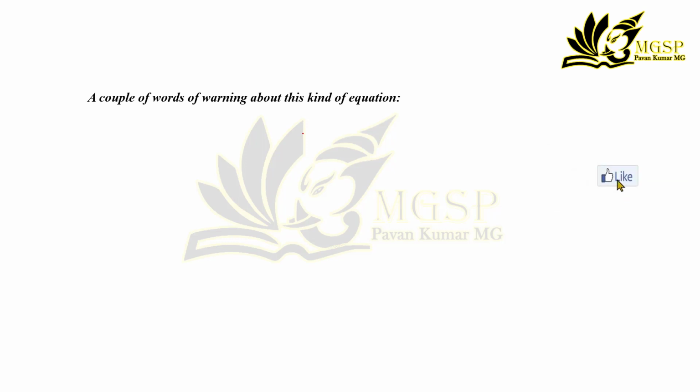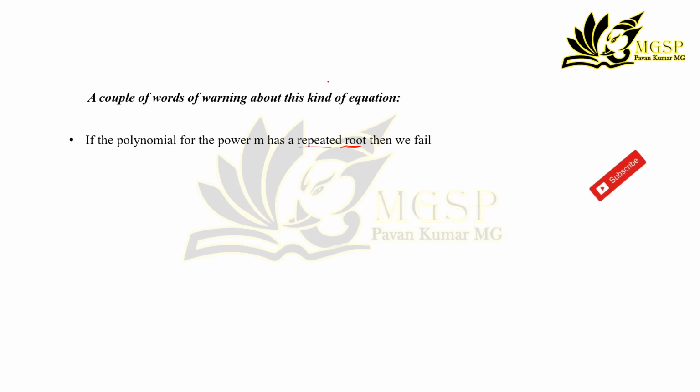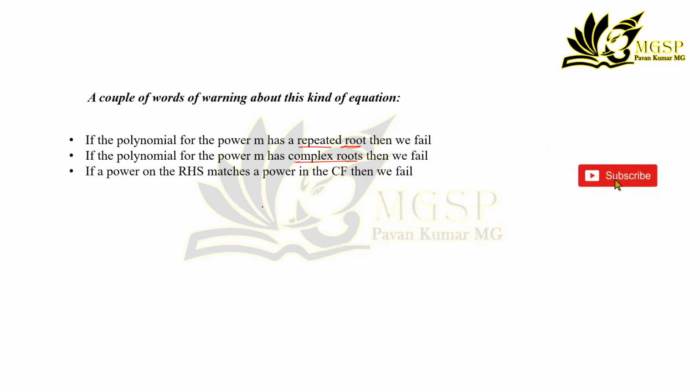Some care should be taken while solving this kind of differential equation. If the polynomial of power m has repeated roots, then we cannot use this method. If the polynomial of power m has complex roots, then also we cannot use this one. If the power of the RHS matches a power of CF, then we fail. Means the CF we got, suppose this has a power of x square. If the PI also has the same power of x square, then we cannot use this method.